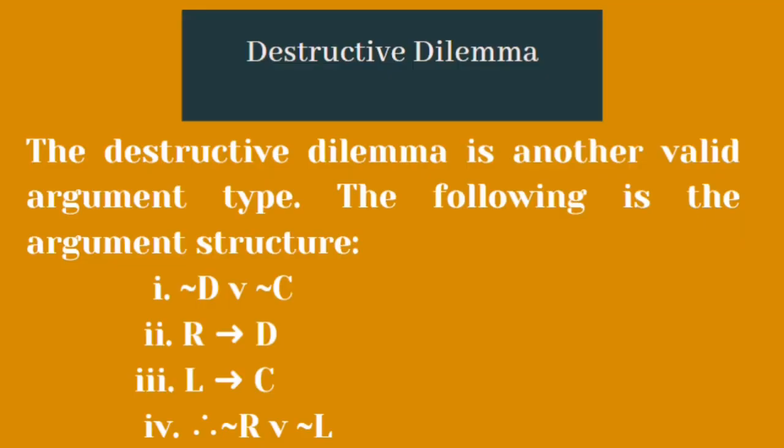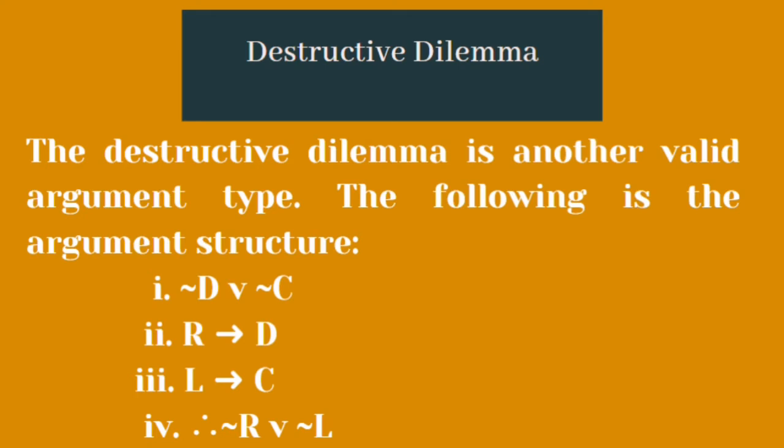You intuitively understand that this argument is valid since it affirms the antecedents R and L of both conditionals, allowing you to validly infer the consequents, either D or C, in the conclusion. A constructive dilemma is a logical union of two modus ponens. Destructive dilemma. The destructive dilemma is another valid argument type.